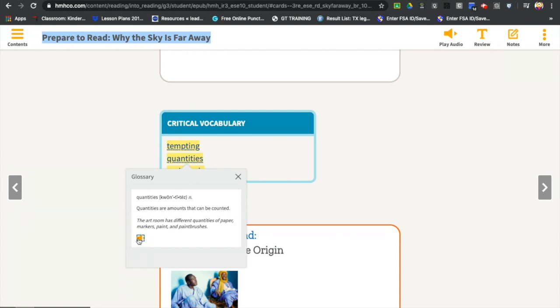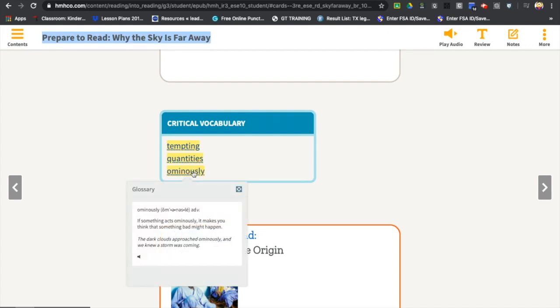Quantities. Quantities are amounts that can be counted. The art room has different quantities of paper, markers, paint, and paintbrushes. And the last one, ominously. If something acts ominously, it makes you think that something bad might happen. The dark clouds approached ominously, and we knew a storm was coming.